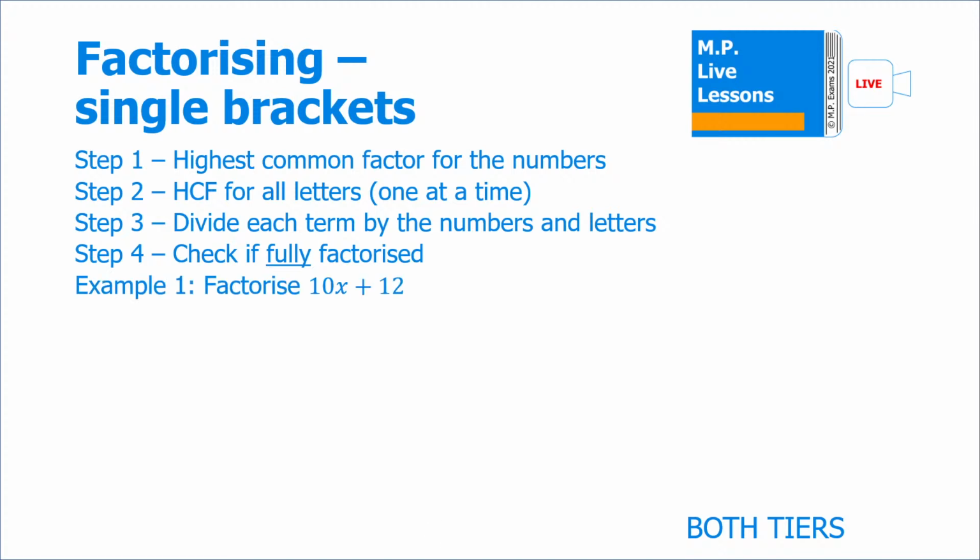So for example, if we factorize this, only the number will go into both terms, because the letters aren't found in all the terms. So the highest common factor for 10 and 12 is just 2. We divide each term by 2, so 10x divided by 2 is 5x. And then 12 divided by 2 is just positive 6. That's it for factorizing, because you can't factorize anymore.